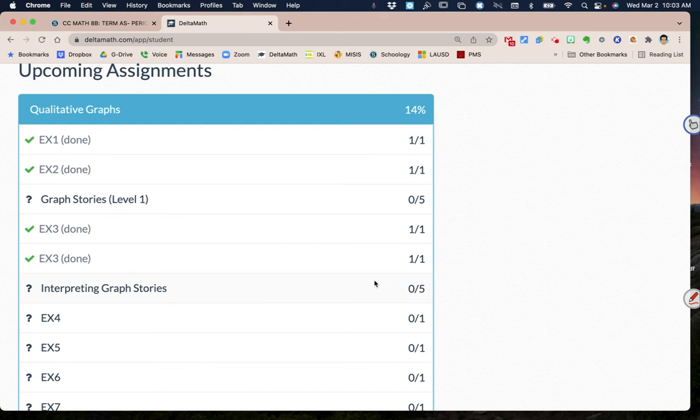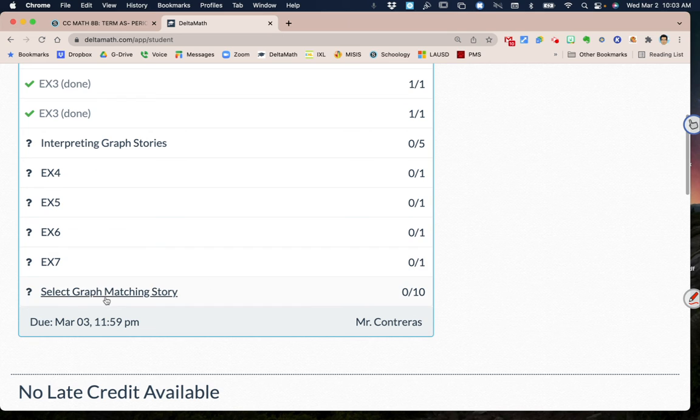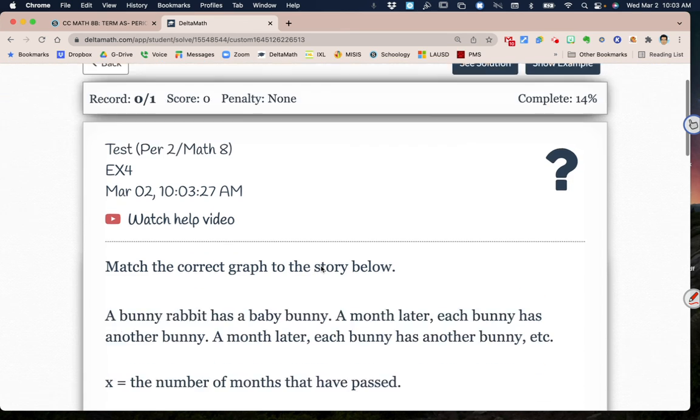So you'll have 5 questions like that on interpreting the graph stories. And then let's go to the last part, which is select graph match story. Example 4.